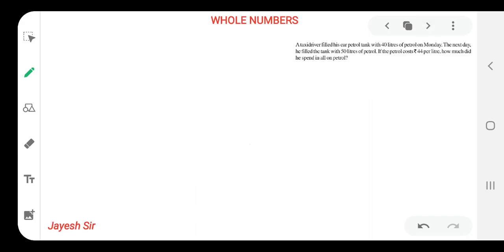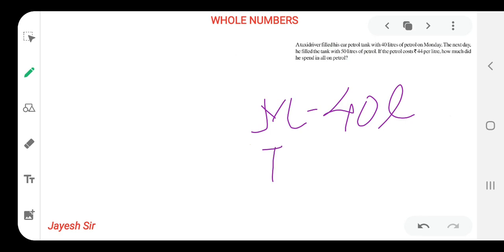So let's begin. Here is the problem sum we can see on the screen. A taxi driver filled his car petrol tank with 40 liters of petrol on Monday. That means he filled 40 liters on Monday. Let me write it so that I don't need to read it again. On the next day, that means after Monday comes Tuesday, he filled the tank with 50 liters of petrol.